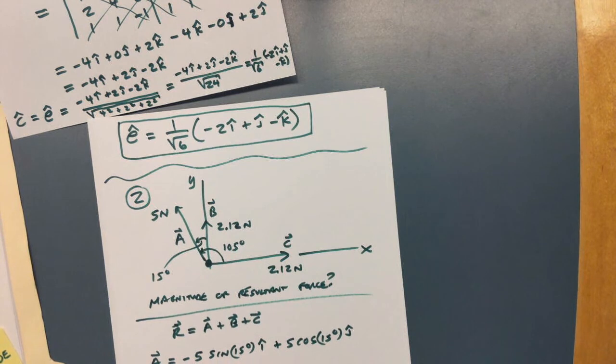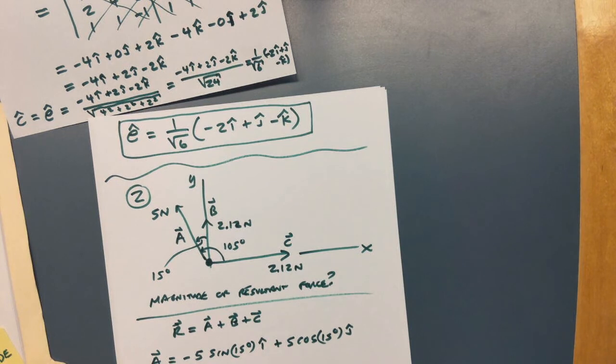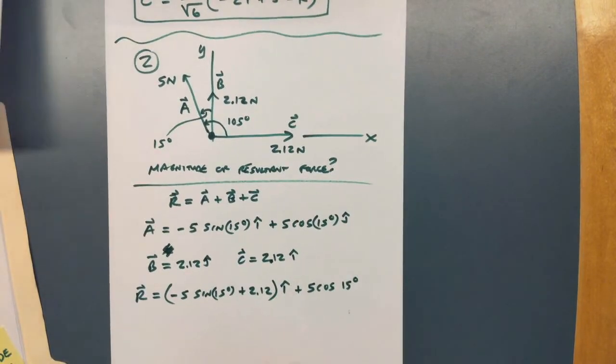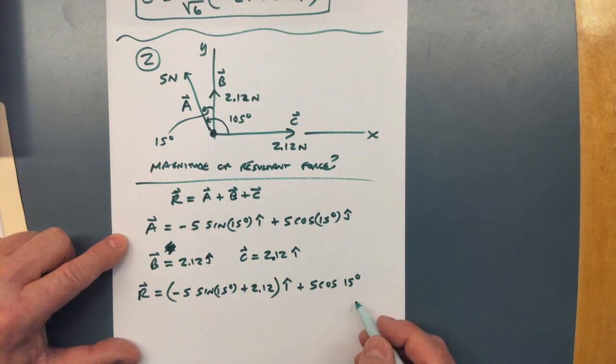The B vector is 2.12 j hat, and the C vector is 2.12 i hat. And so the resultant then is the sum of those three. So for the x direction, minus 5 sine 15 plus 2.12, all with an i, and plus 5 cosine 15 degrees plus 2.12 j.